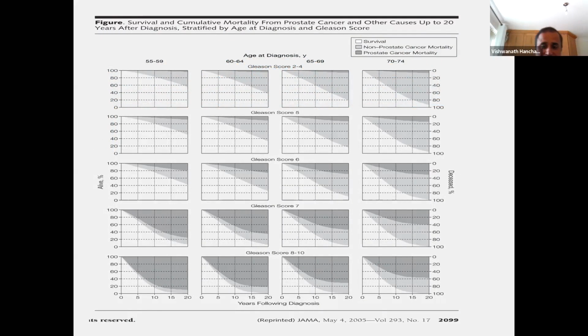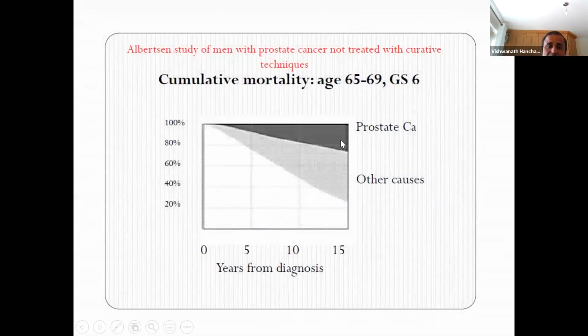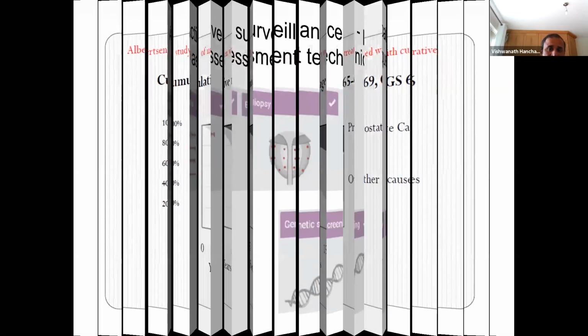This is again from 2004-5. At that time, Gleason grades 2 to 4 were included, and even 5 and 6. But let's concentrate on patients aged 65 to 69 with Gleason 6 scores. If you look clearly, the prostate cancer mortality is significantly lower compared to the same age group with Gleason 8 to 10 cancer. This again emphasizes that these patients have a very low risk of progression and mortality. So patients should be offered active surveillance as one of the treatment options.